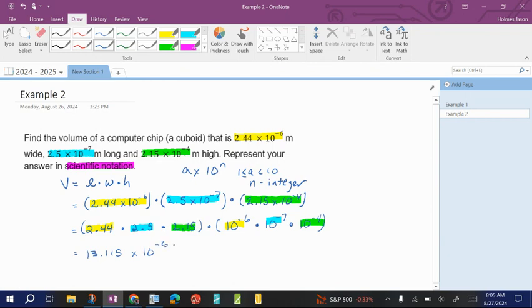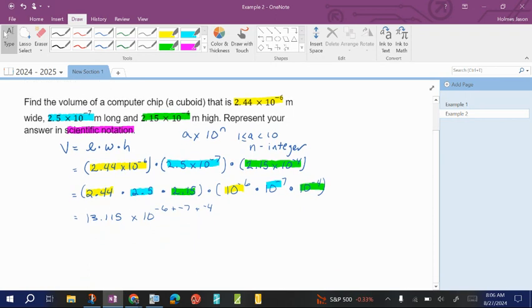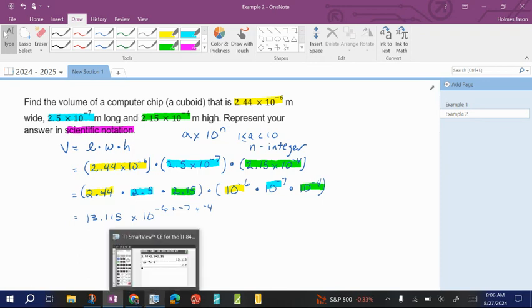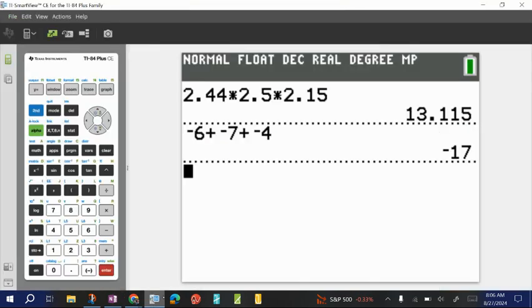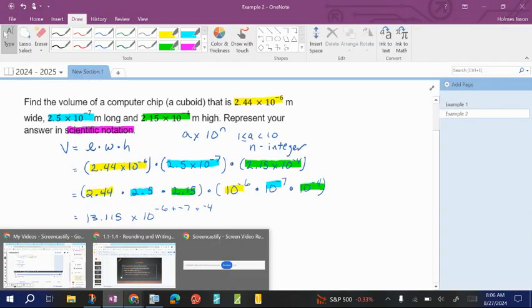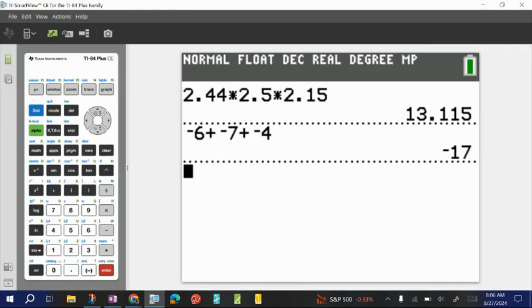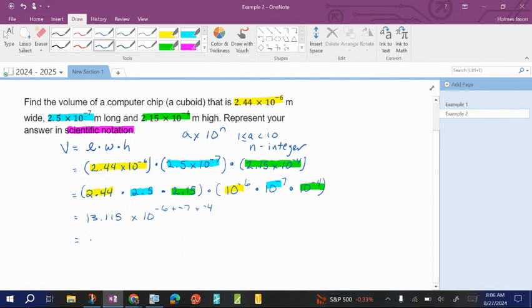Okay, now I'm going to write this part out. So this is going to be negative 6 plus negative 7 plus negative 4. When we have the same base but different exponents, we can add those exponents together to get a new exponent. There's a whole lot involved in that, so if you have questions on that, please make sure that you ask. But I've done the negative 6 plus negative 7 plus negative 4, which gives me negative 17. So we have 13.115 times 10 to the negative 17.